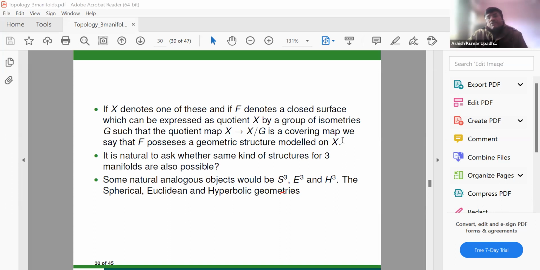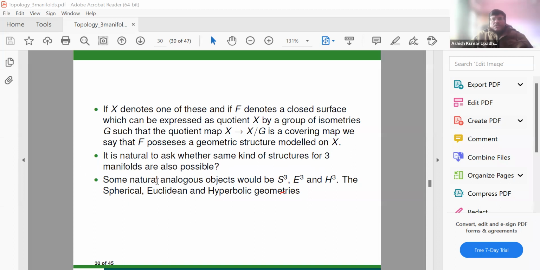So in case of our model, we will say that RP2, that is the projective plane, possesses spherical geometry, a geometry modeled on S2. Now, it is natural to ask, when we are interested in geometry in dimension 3, whether this kind of structure is possible in dimension 3, whether this kind of extension can be had.